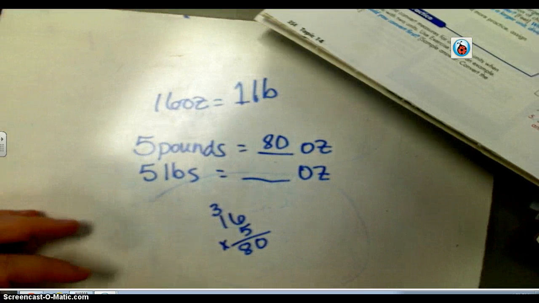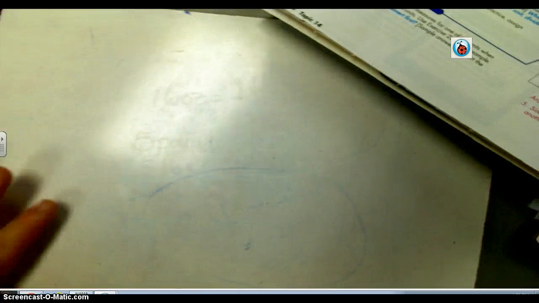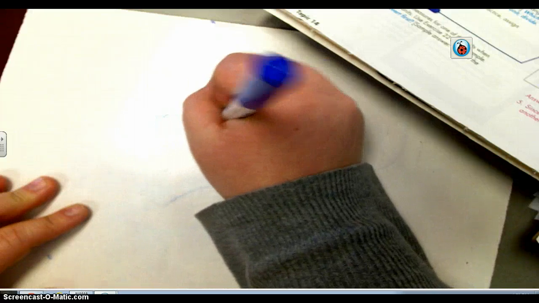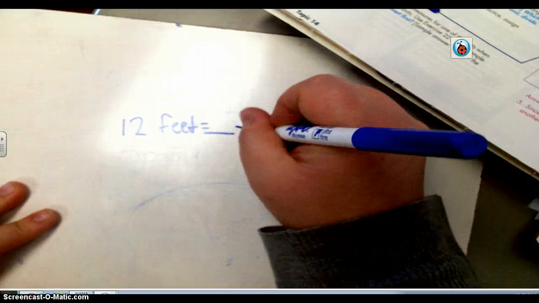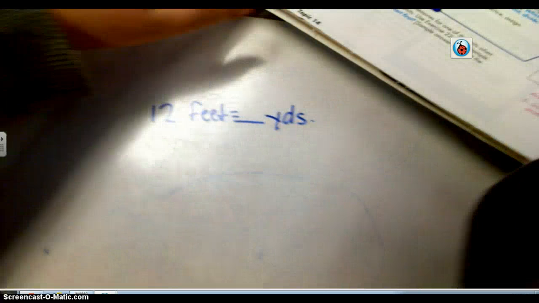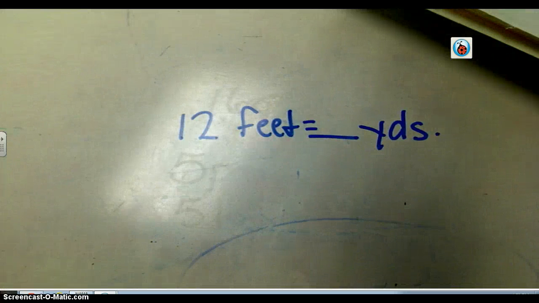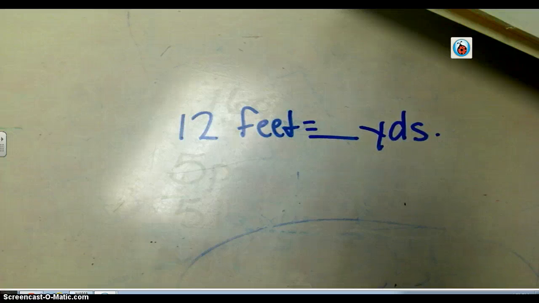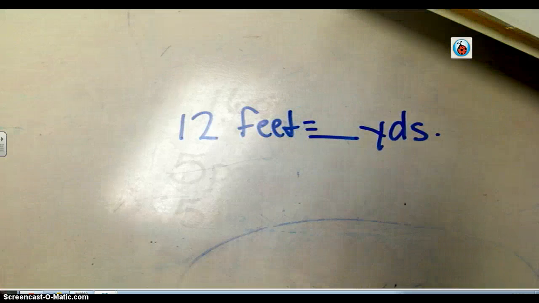Okay, I lost my dry eraser again. What if I have 12 feet equals how many yards? This should not be new for us. You've had feet, inches, and yards for a while. You've had gallons and cups and pints and quarts. I know since 4th grade. Could have been before that, but feet, inches, and yards you've had for a while.